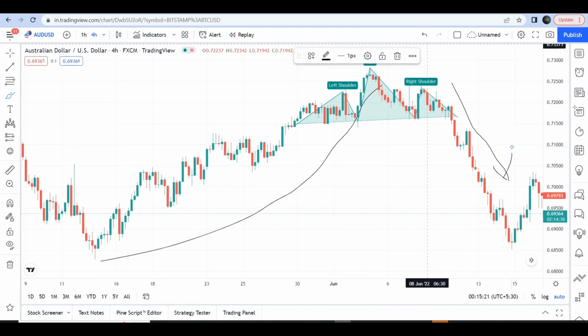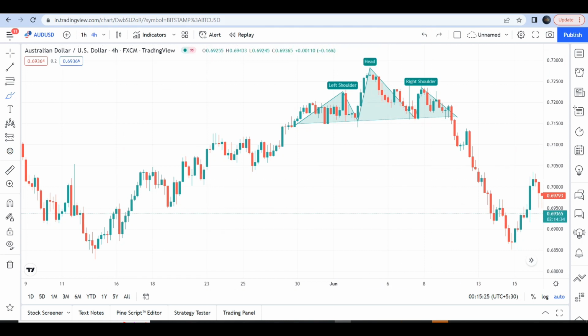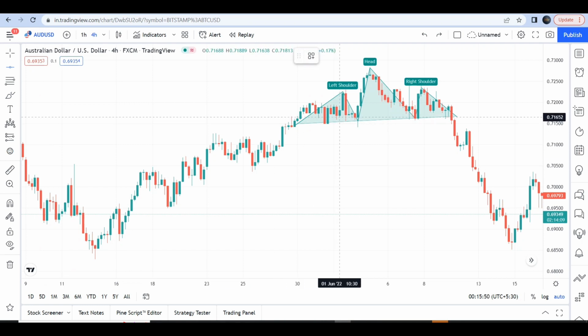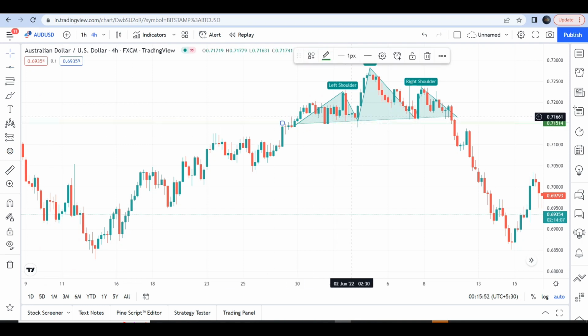So when we get our pattern, which is the head and shoulders pattern, what do we do next? Whenever I have any pattern, we have to draw a neckline, mostly on the double top and the head and shoulders patterns. We always draw the neckline. Our neckline has to be the part where the market has to break, so that we can see an entry point. So this would be my neckline right here.